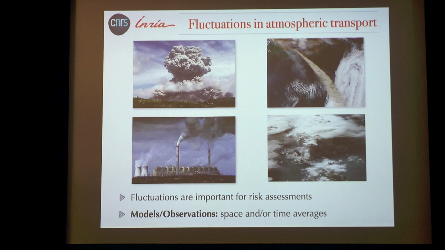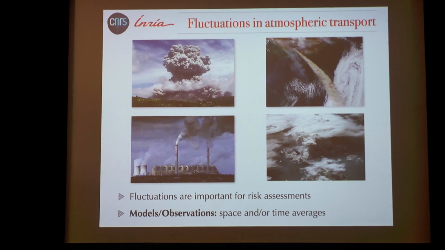The motivation for this work is to grab some ideas to quantify the fluctuations that one is observing, for instance, in atmospheric transport. There are a few examples that I'm giving here, from volcanoes to pollution, transport of pollution by the atmosphere, by winds, and the formation of clouds. Basically, it is very important to be able to quantify fluctuations, and this is particularly important if one is interested in risk assessment.